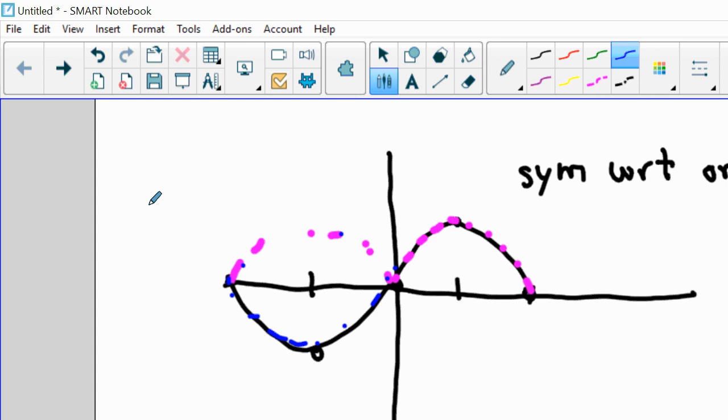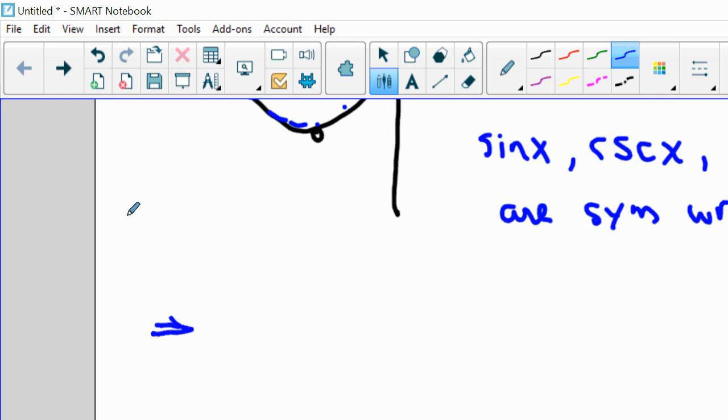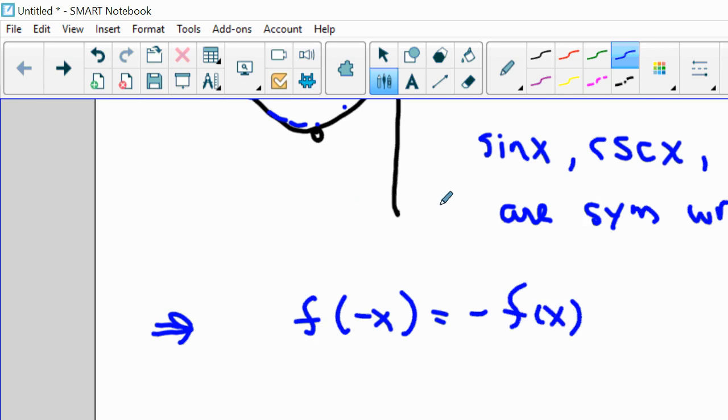But here's the thing: sine, its buddy cosecant, and cotangent, and tangent are symmetric with respect to the origin, which implies f of negative x equals negative f of x, and that's the definition of being odd.